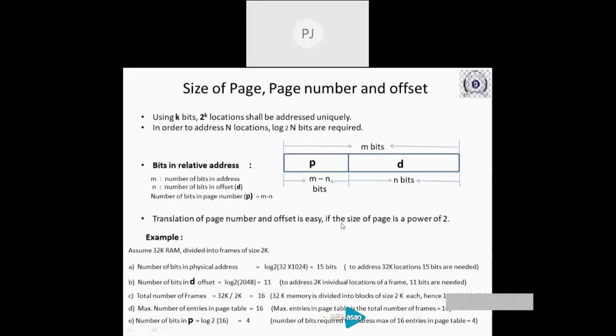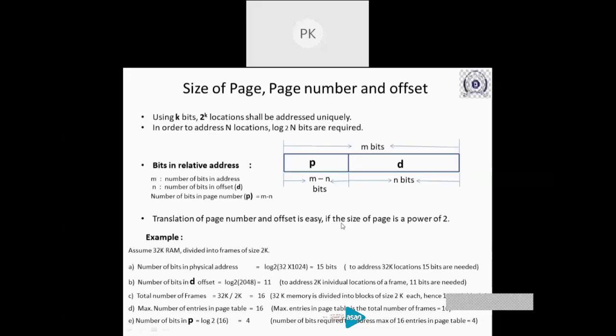Then the total number of frames. The total number of frames will be: the total size of the RAM is 32K, the size of one frame is 2K. So the total number of frames is equal to 32K divided by 2K. So that many frames will be there. That is 32K by 2K, which is equal to 16.